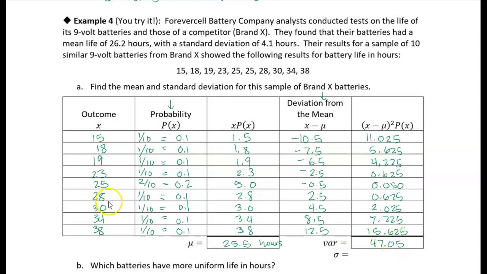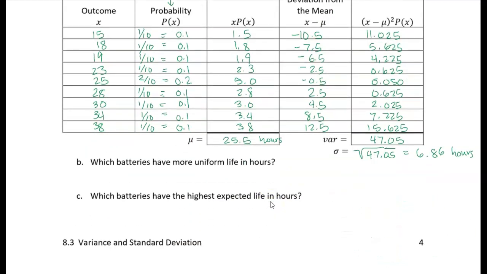The outcomes were in hours. So now this is in square hours. So to get the standard deviation, we're just going to take the square root of 47.05. The square root of the variance gives us the standard deviation, which is 6.86 hours. All right, so now we have the standard deviation and we have the mean.